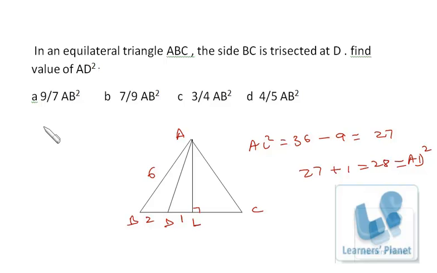So that's 9 by 7 into AB square, 36. You won't get an integral solution. 7 by 9 into 36. So 7 fours are 28. So AD square is 28, that you are getting in this option. So that's pretty simple, right? So if you assume comfortable values of the side, it will be very easy for you to solve. Okay.